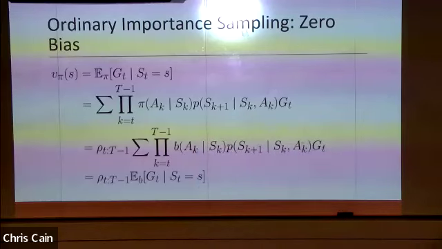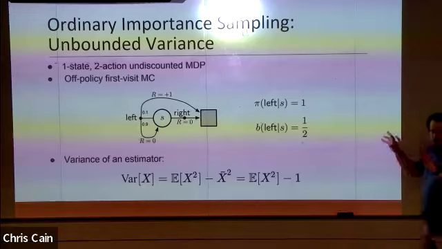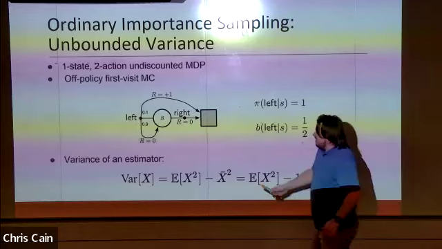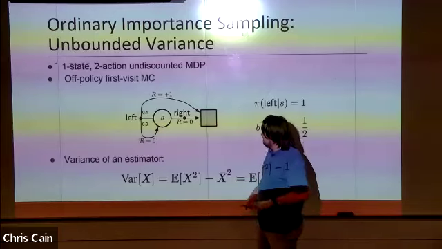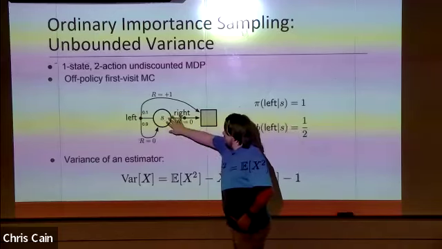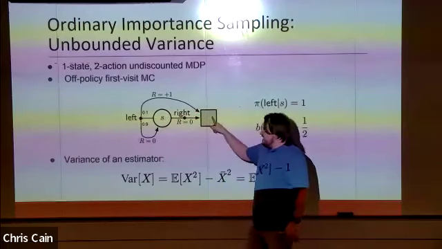What does it look like on the other hand? This is further proof that it gives you unbounded variance. Here's a very simple game. Let's call it a game. We start in this state with probability. We have two actions that we are allowed: we can either move left or move right.